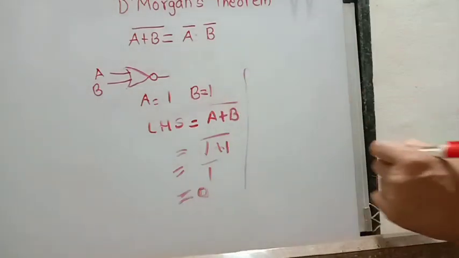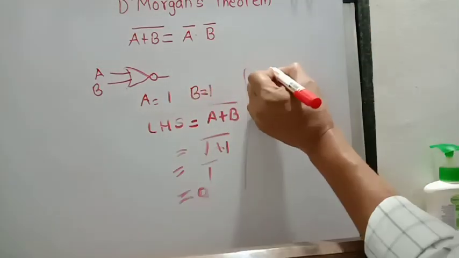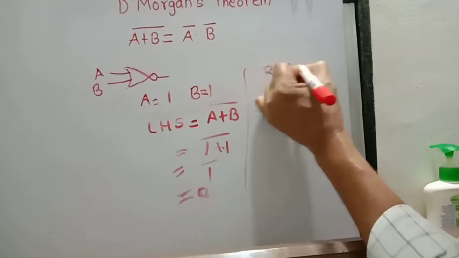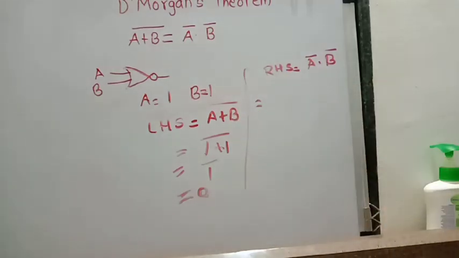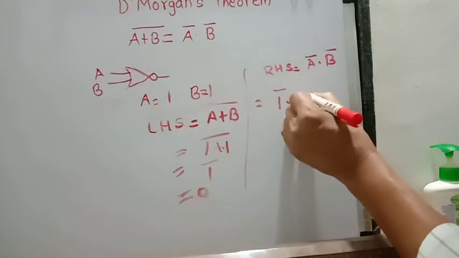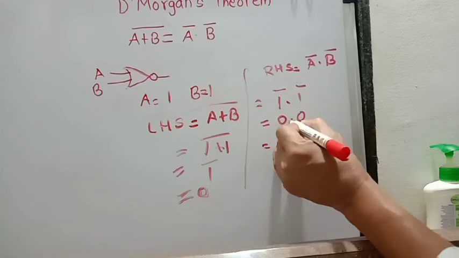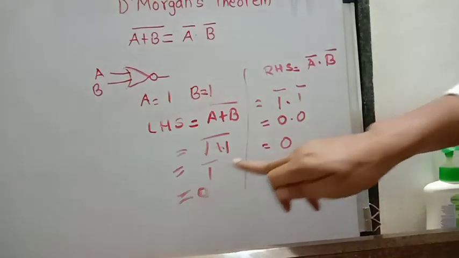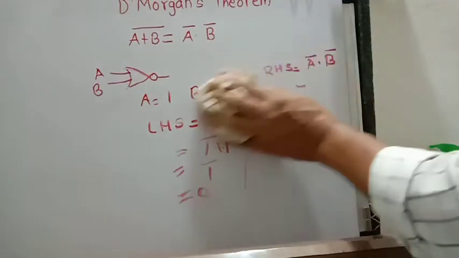Then for this condition, when A is equal to 1 and B is equal to 1, RHS is equal to A bar dot B bar. So 1 bar, A means 1, 1 bar, B is also 1, 1 bar. 1 bar means 0 and again 1 bar means 0, 0 into 0 is 0. So LHS is equal to RHS. In this way, first theorem is verified.